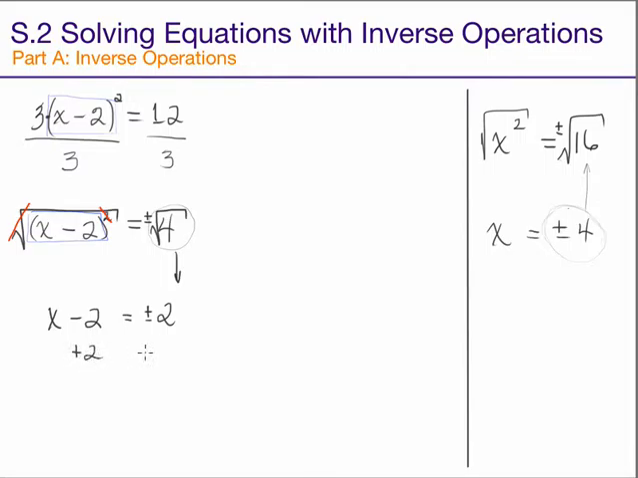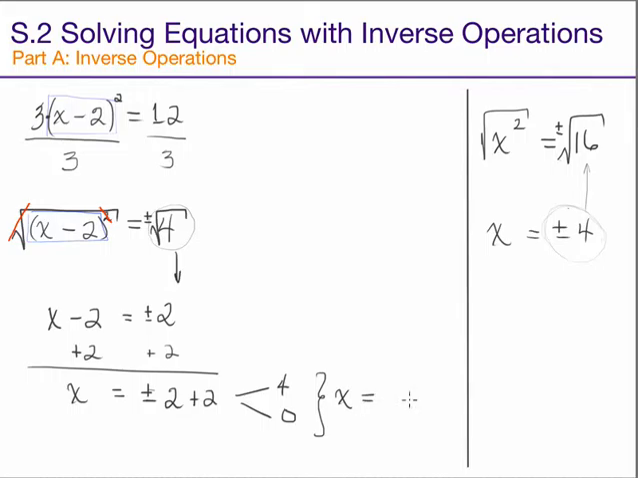Add 2 to both sides. When I do, I get not just 2 plus 2, but plus or minus 2 plus 2. Positive 2 plus 2 is 4. Negative 2 plus 2 is 0. So this equation actually has 2 solutions, 0 or 4. This is my answer to the original equation.